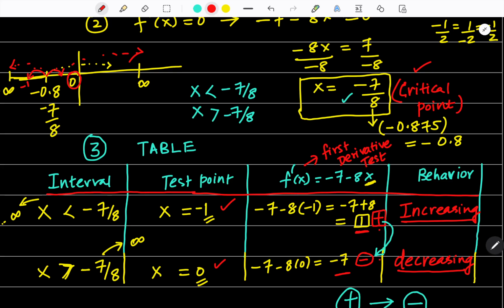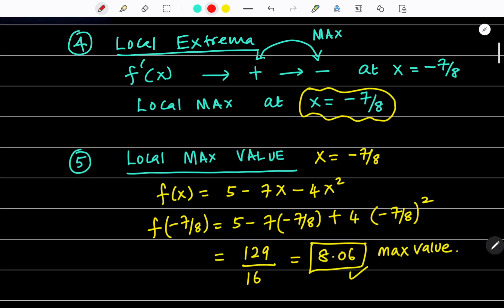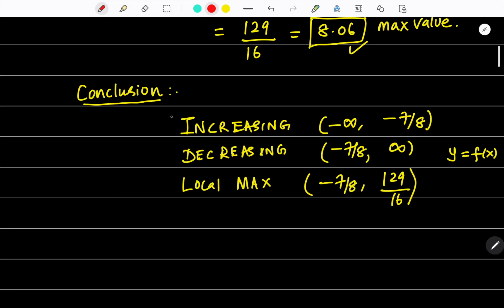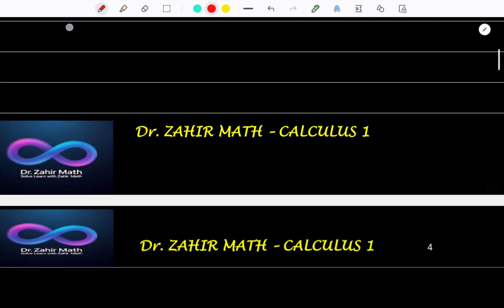Plus to minus means what? Maximum. So we are calculating the maximum value. And then finally you can write all these things, where it is increasing, where it is decreasing, and what is your local maximum value. All these things you can write in the final box. Clear, everybody? It's a very easy question. The only thing is you need to follow the steps.